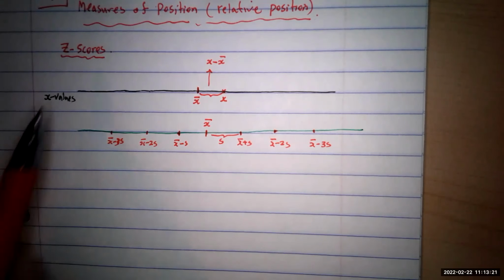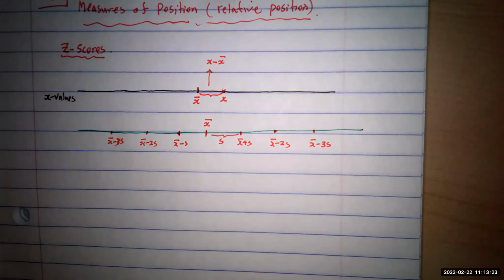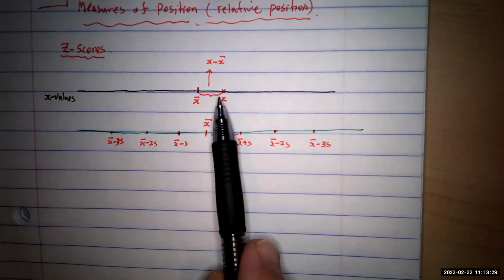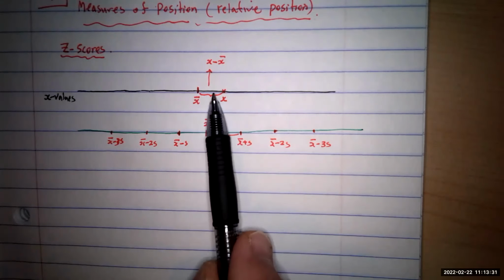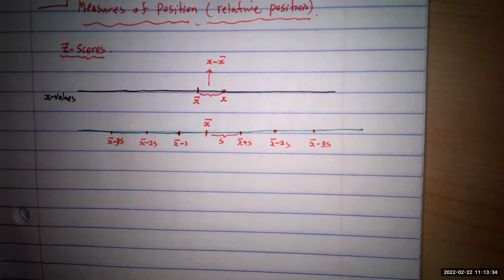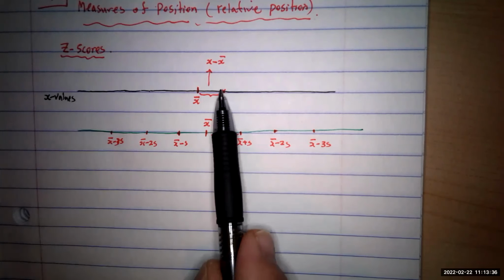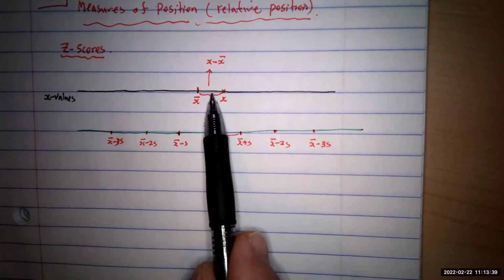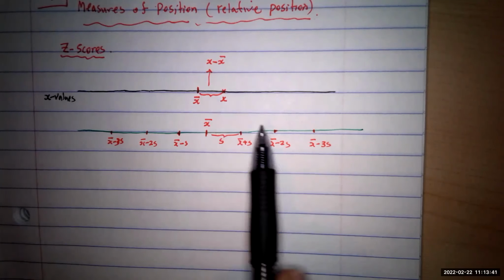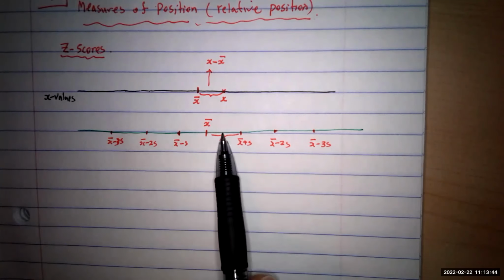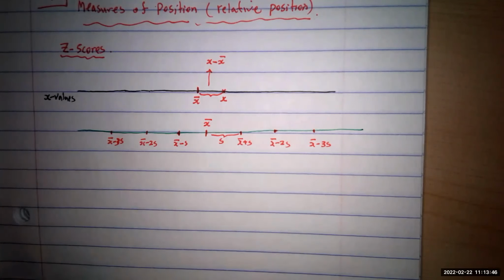Now, what we are going to do with the z-score, what I would like to do is measure this one in terms of the standard deviation. This is X minus X bar. I want to know where this portion is. Is it here, here, here, or whatever? How many standard deviations is it to the right or to the left?